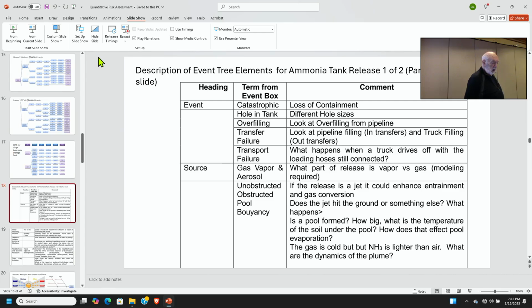Unobstructed or obstructed, you have the possibility of a pool of ammonia that's evaporating, flashing, and plume buoyancy. So it's something that you have to consider. Now, ammonia is lighter than air, but there are other gases that we deal with a whole lot that are heavier than air.